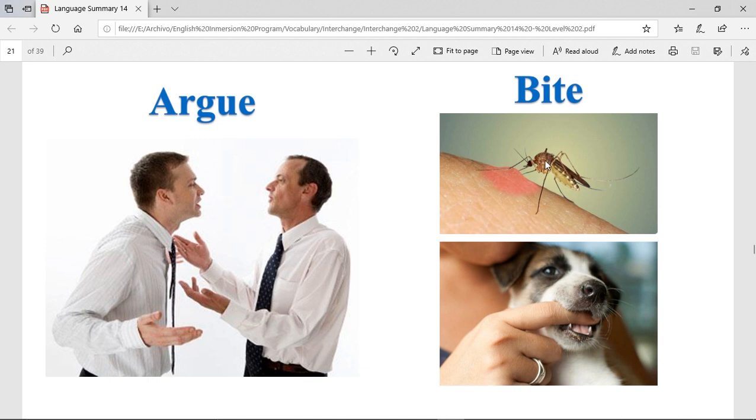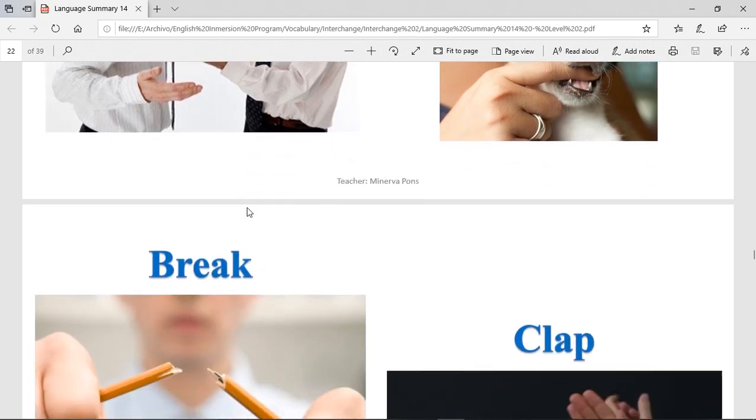Bite. This is a bite. This dog is biting. It's the action of taking your mouth and using your teeth to clamp the thing that you want to bite. It's basically using your mouth. And you can have a mosquito bite or a dog bite. Oh my god, he's so cute.